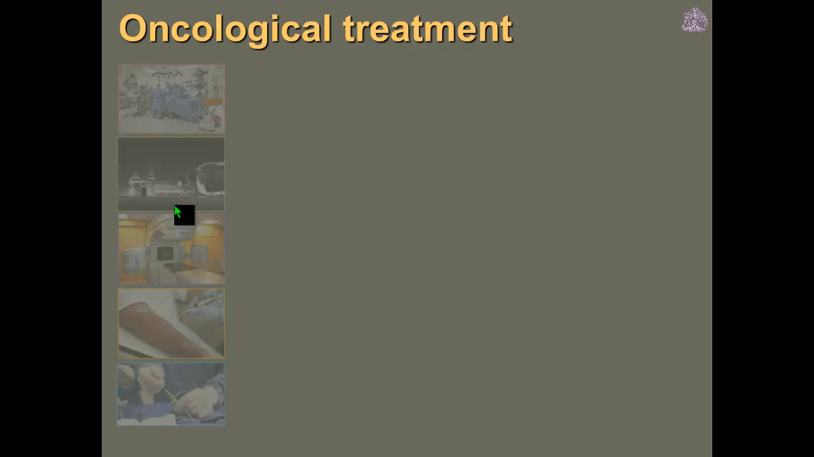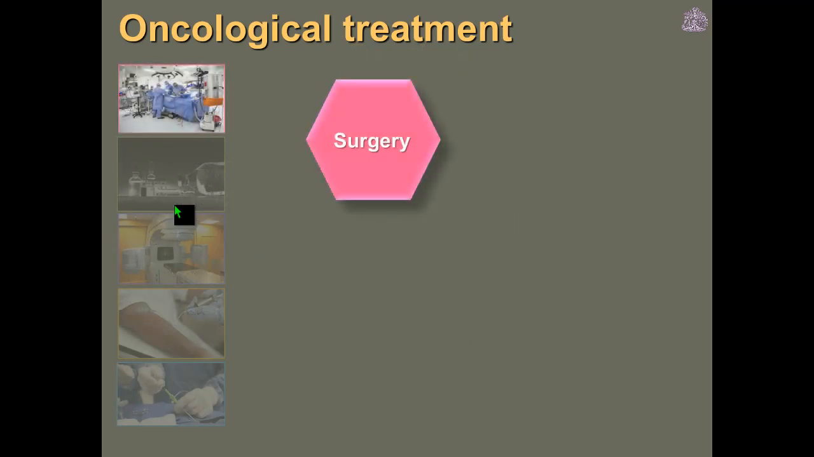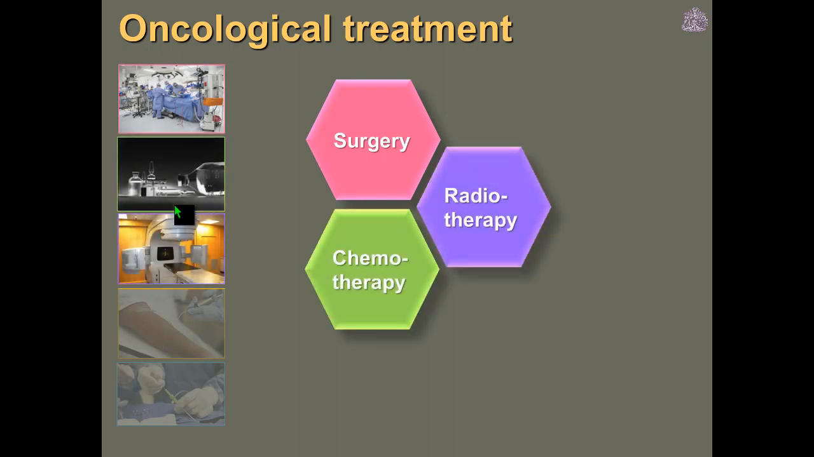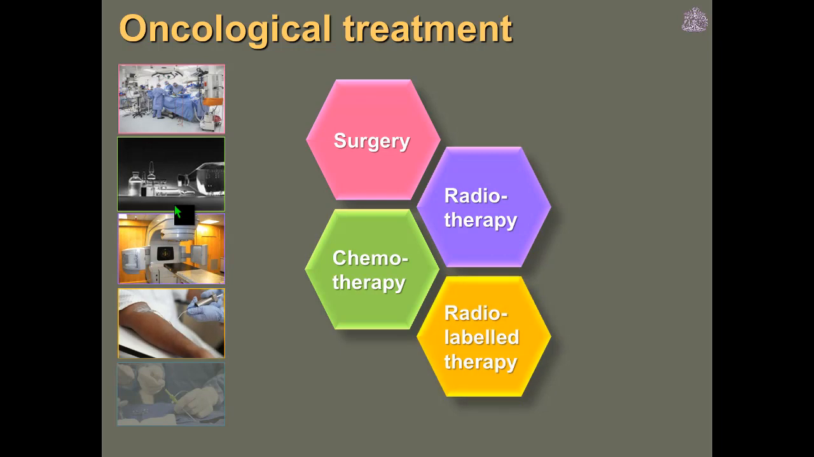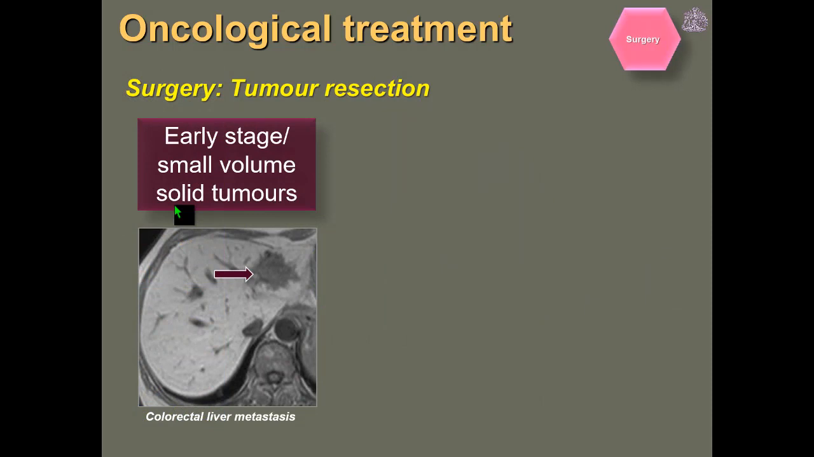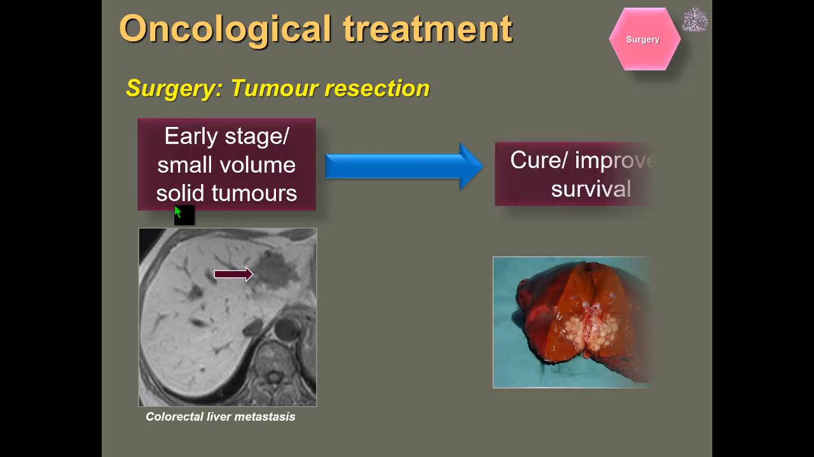Now, in terms of oncological treatment, there are many. The patient can undergo surgery, we can administer chemotherapy, radiotherapy, and now increasingly also radiolabeled therapy. This is also called internal radiation treatment, and also minimally invasive therapy. Each of these options is available to the patient depending on their tumor type and stage. So the general principle of surgery is that if the disease is early enough, we hope to be able to remove all the disease, and then the patient is effectively cured.